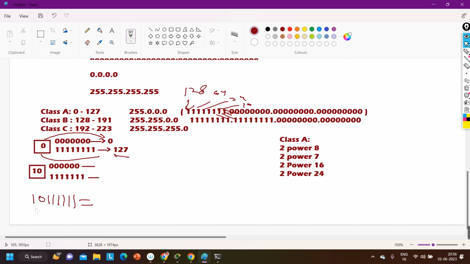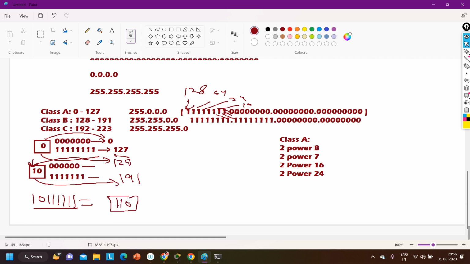If you know the decimal value of this binary, you will get the range. Because here, what value will I get, guys? Can anyone tell me? This is 128. So I will get 128 over here. And from this side I will get what value? 191.